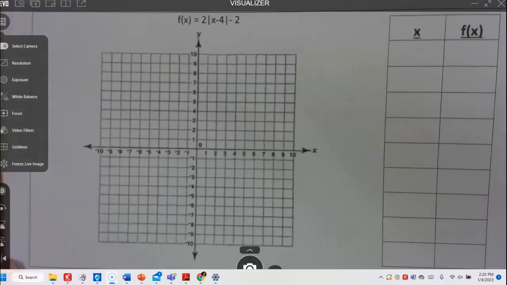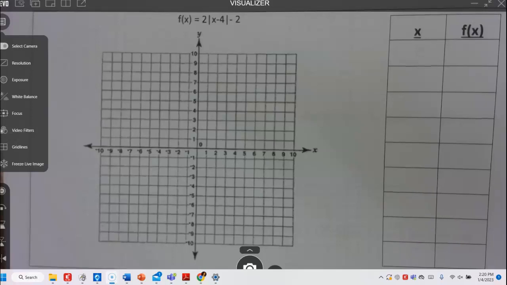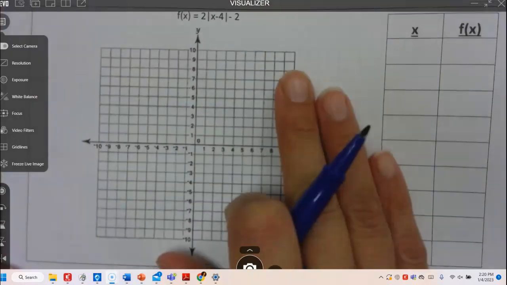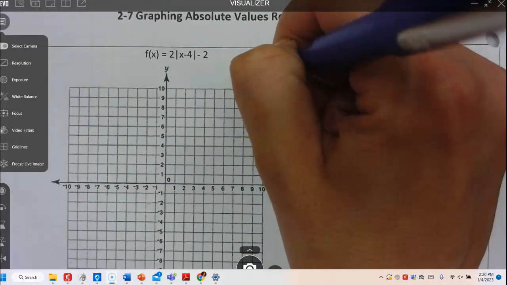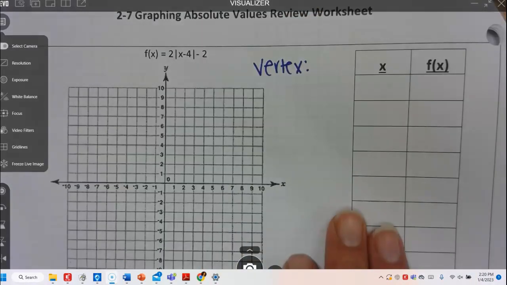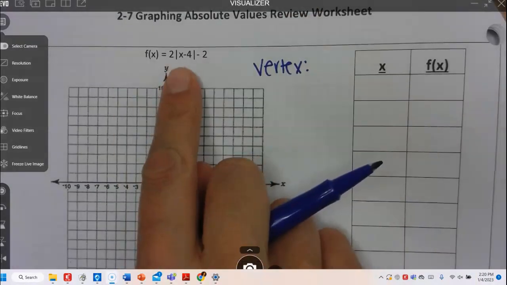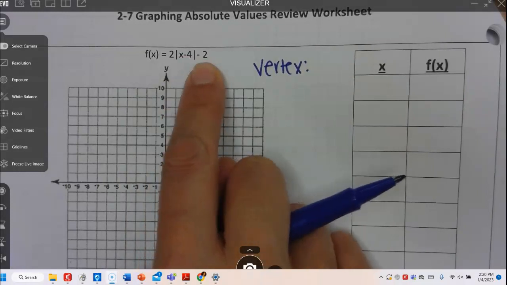So if you look at this example right here, we have an absolute value graph, and we are going to put all the key pieces of information we need when graphing or answering these questions. So the very first thing you want to do if you get an absolute value graph and you have to graph it is identify the vertex. So what is the vertex? The vertex is always H, comma K.